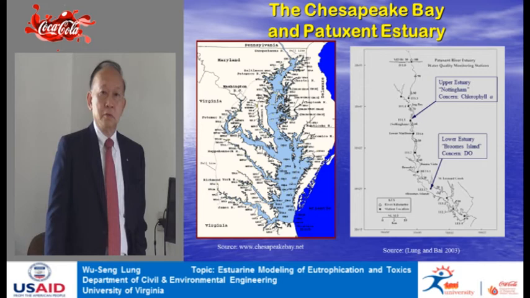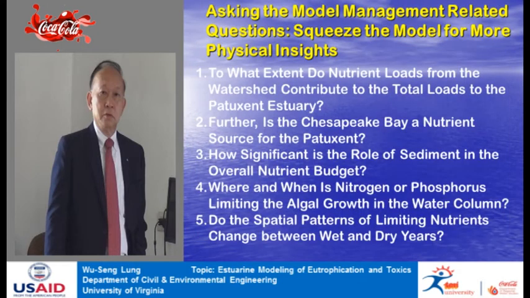But the Patuxent eutrophication does not end here. Let's say, since we have the model calibrated, let's look at some other information. See if we squeeze the model for more physical insights. To what extent do nutrient loads from the watershed contribute to the total loads? Is the Chesapeake Bay a nutrient source for the Patuxent, since we apply it's in and out, right? It's good to ask this question because that's important. If the Chesapeake Bay is a source, then you're cleaning up inside, it's useless.